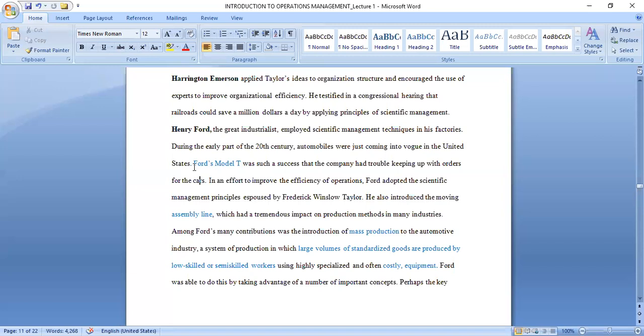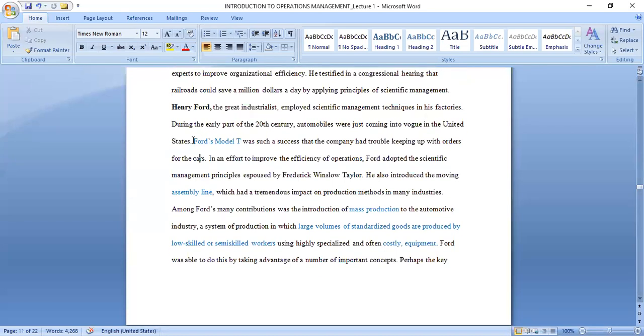He introduced an automobile called the Ford's Model T, which actually sold a lot, and in an effort to improve efficiency of operations, he also adopted scientific management principles in his factory. Remember that he was an industrialist and he had his factory, and he introduced that automobile called the Ford's Model T, which sold a lot, right? And then also he introduced what we call the assembly line.